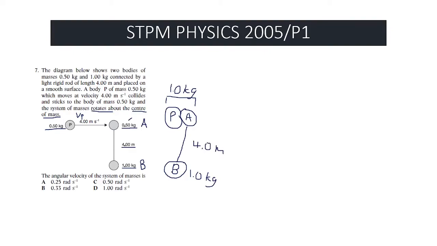Now we want to find the center of mass. The center of mass is just half of the length of the rod, so the center of mass is 2.0 meters. This is because the masses on both sides are the same, so the center lies at half the length of the rod. You can verify this by using the formula for the center of mass, and you will get the same answer.